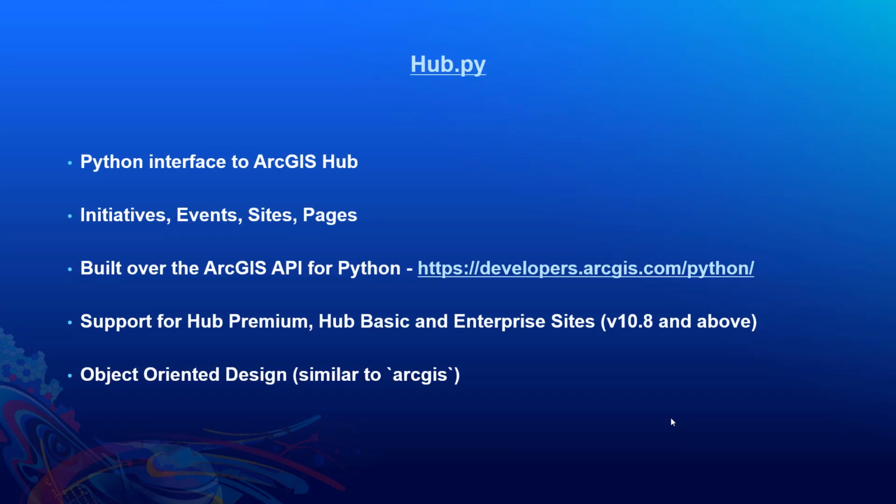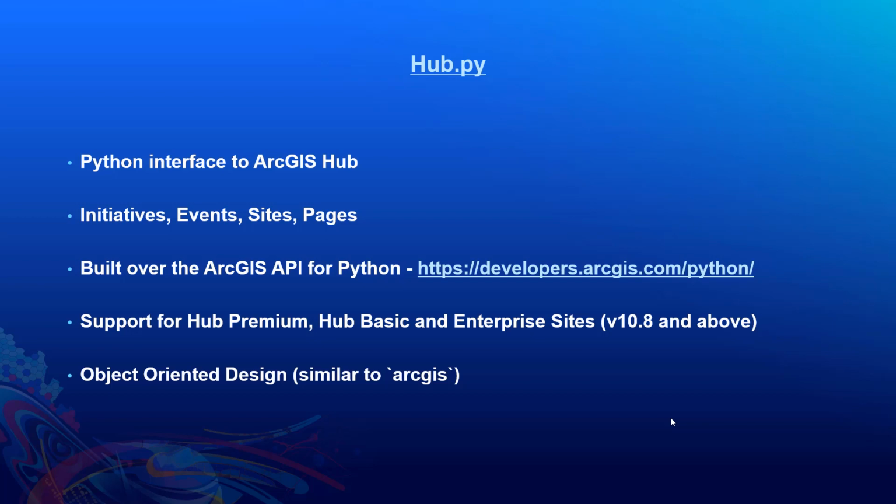Simply put, hub.py or the ArcGIS Hub Python library is a Python interface to ArcGIS Hub. It can be thought of as a library, a Python package that allows us to perform most of the UI functionalities and automate them using simple Python scripts. The functionality and capability supported so far is for initiatives, events, sites, and pages. This library is built over the ArcGIS API for Python. So you need the ArcGIS API for Python installed on your machine in order to successfully install and run hub.py or the ArcGIS Hub library.